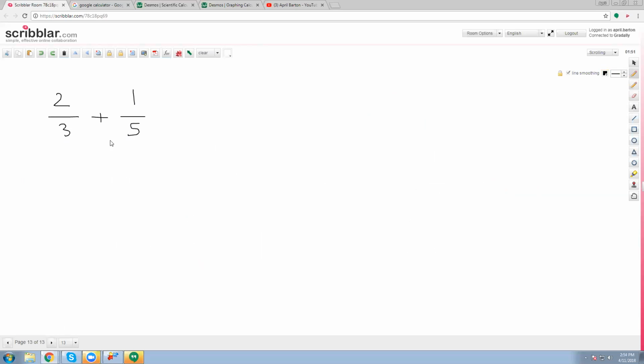Okay. So if we look at this one and we try the same strategy, if we say, okay, what multiplies by 3 to become a 5? There's no number that's an integer that would do that. There's no whole number that does that. It'd be some weird decimal, which we don't want. So if that step doesn't work, the other option is just to multiply by the denominator of the other fraction.